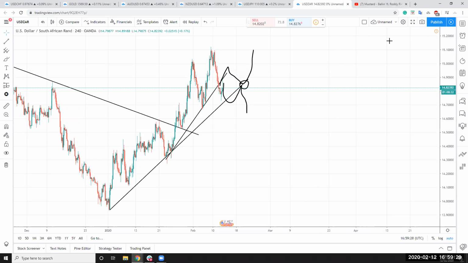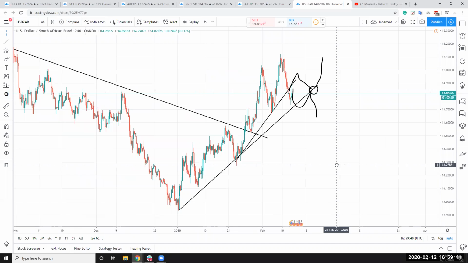Let's do some USD analysis. USDZAR. This is half pre-analyzed and live.